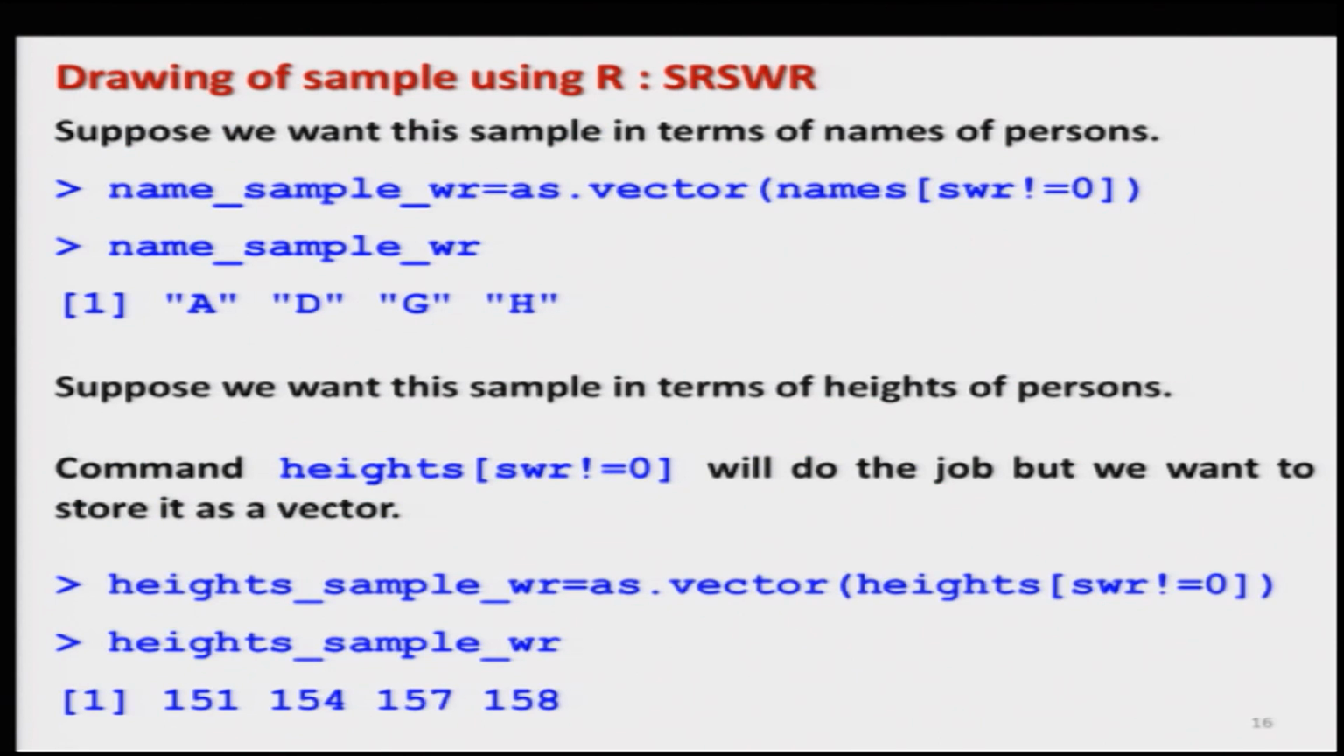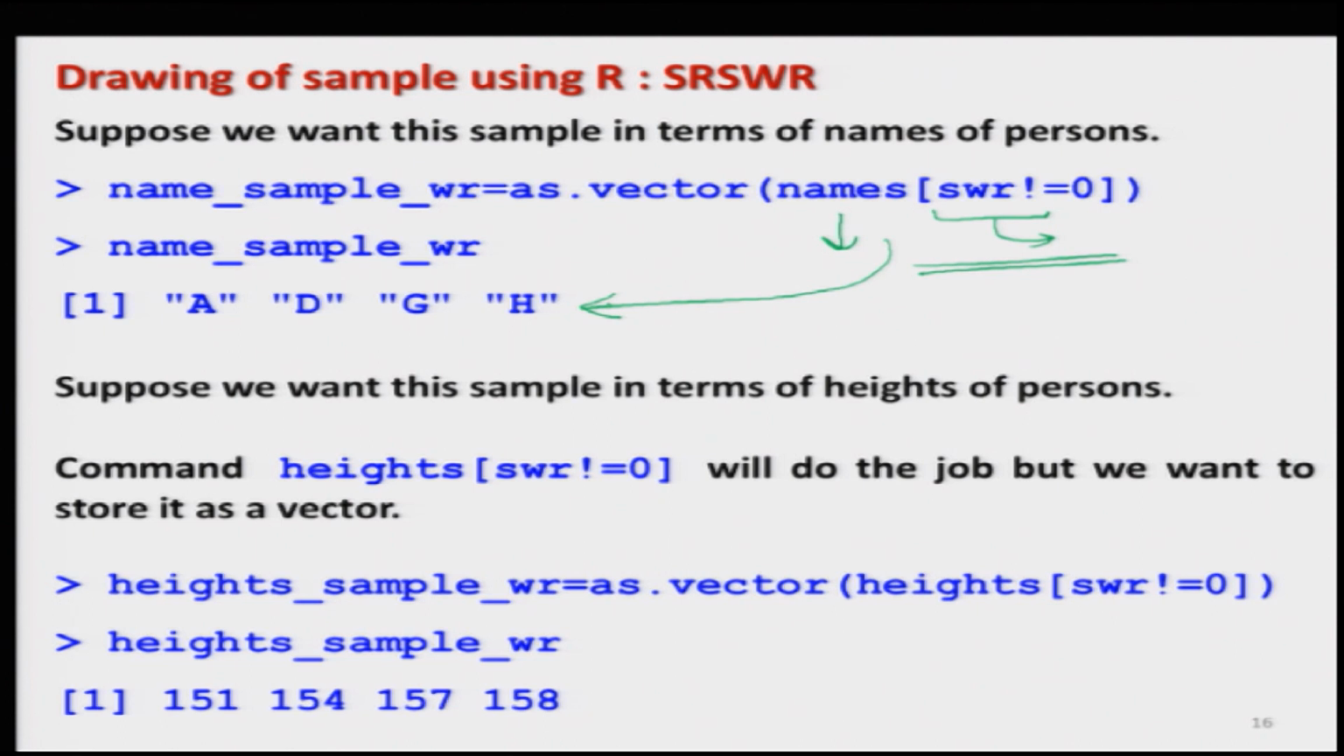Now the same thing I try to do: I would like to consider the same example and find out the values corresponding to the variable name. This is simply a repetition of whatever I have done. The only thing is I simply have to change the data vector. So I am trying to find out the values of the name corresponding to which the data in the SWR vector is not equal to 0, and these values are A, D, G and H.